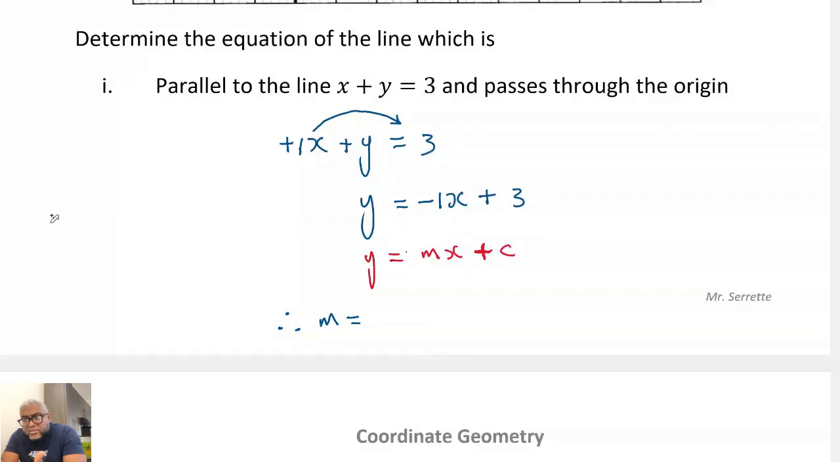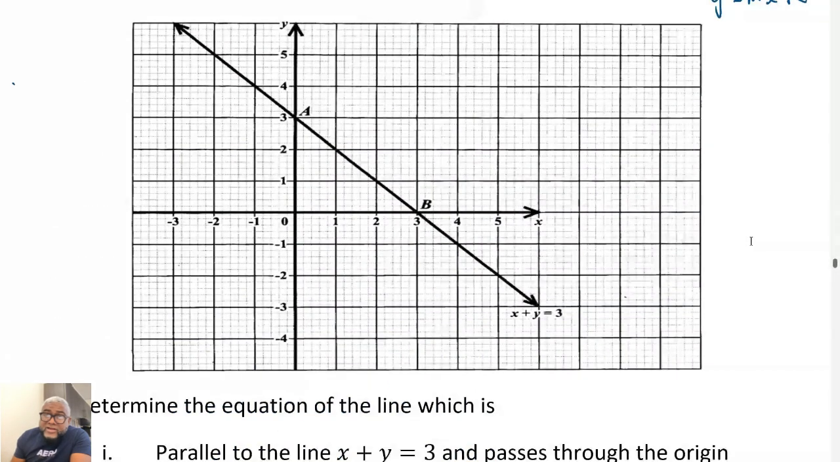Hill, what is m? 1. That's 1, you sure? Negative 1. Negative 1, right? Okay, m is the number that is in front of x, which is negative 1. So the gradient of this original line here would be negative 1. Right? Raise your hand if you're clear on that, please.